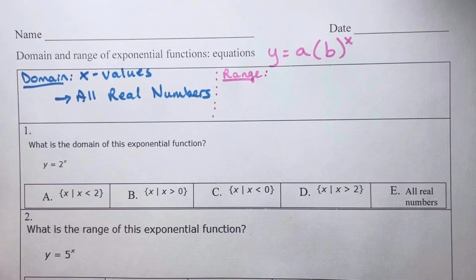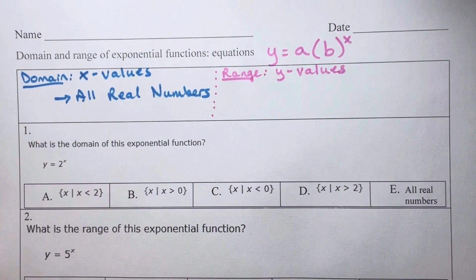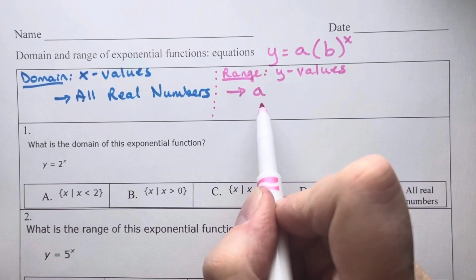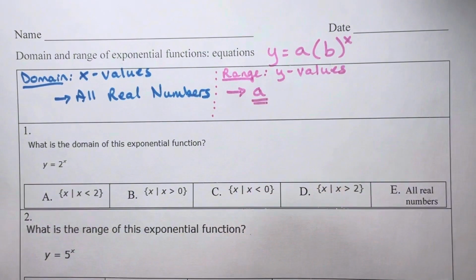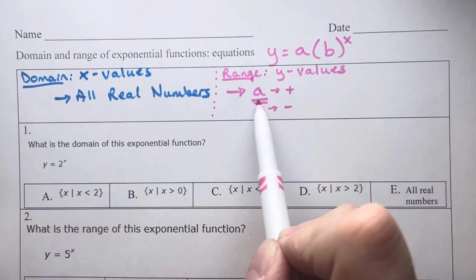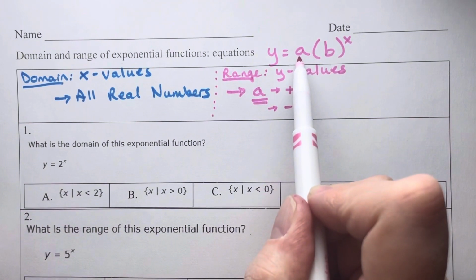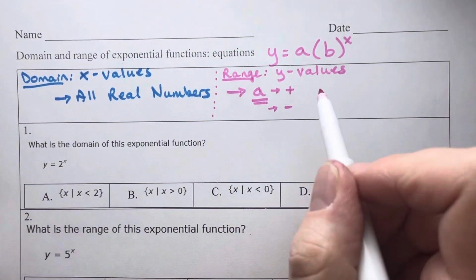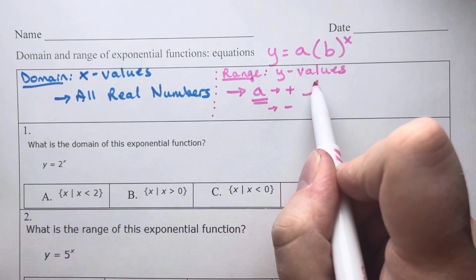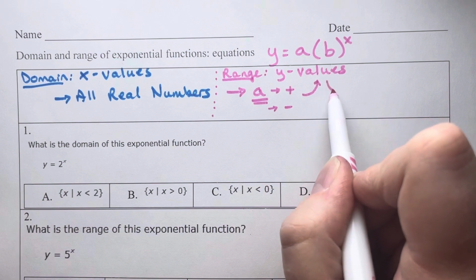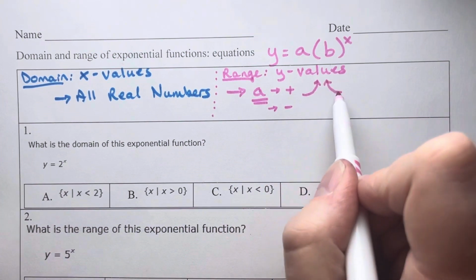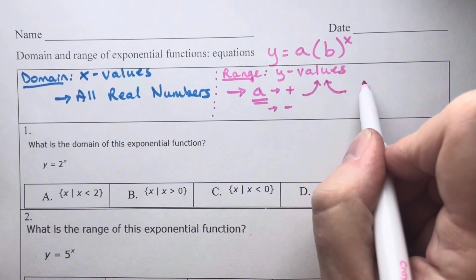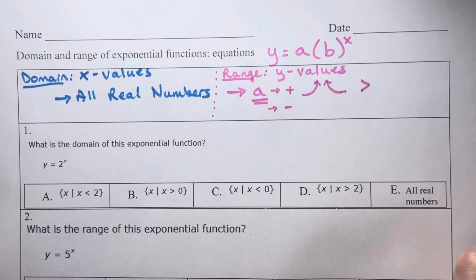For the range, we know that we're looking for the y values. Our star player to tell us where our range is going to go is a. If our a term, the number that's all the way out in front of our base, is positive, then our curve is going to move upward. And it could move upward above our asymptote from either direction, which means that as a result, we are going to use the greater than sign.